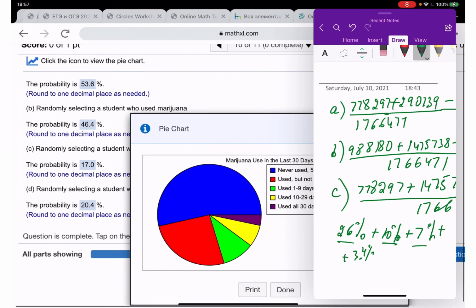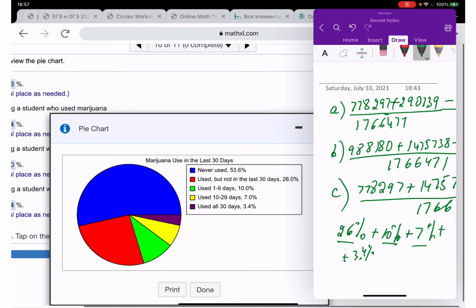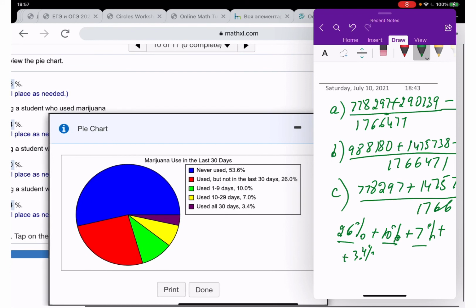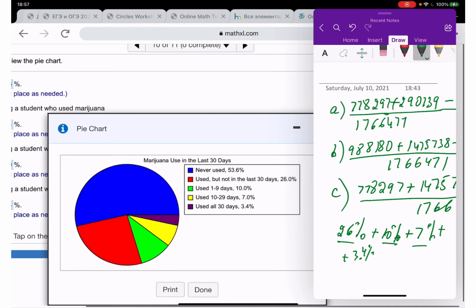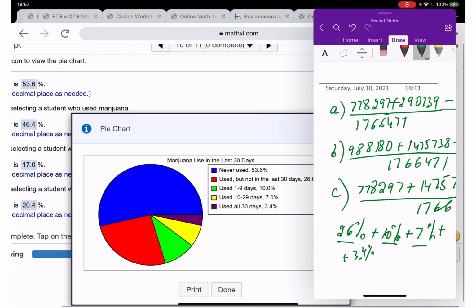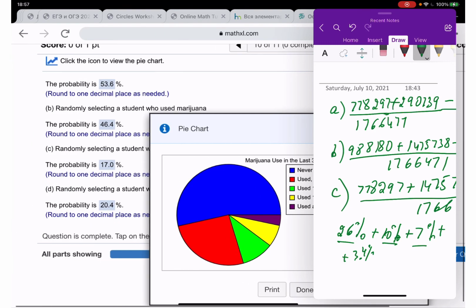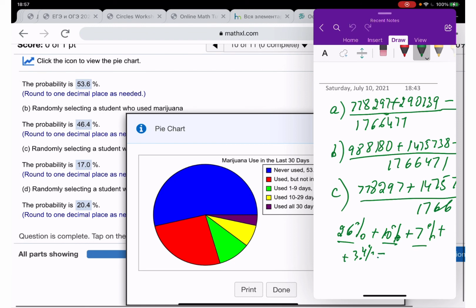There is 46. What am I missing here? Randomly select a student who used marijuana. So 26, 10, 7, 3.4. Okay, 26 plus 10, 36. The 36 plus 7, 43. And 46.4. Okay, we got it. That's a B, right?